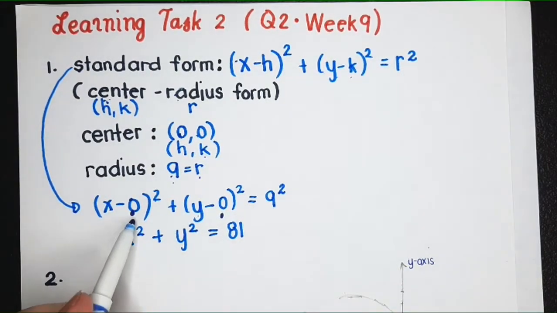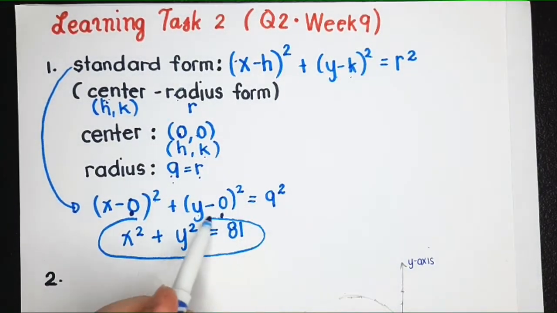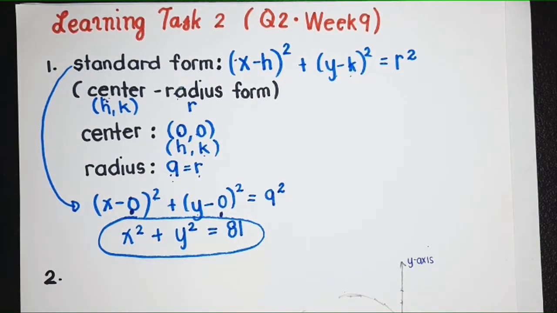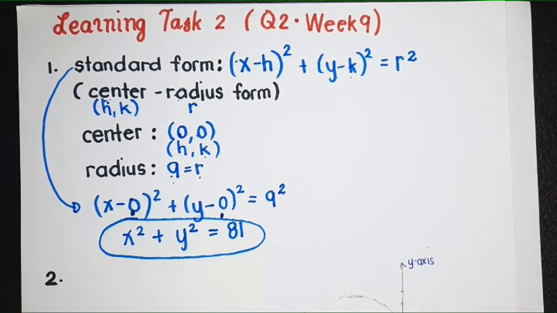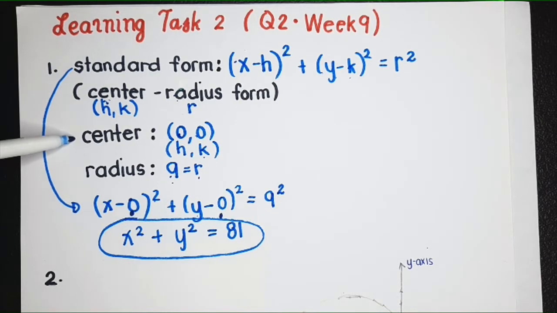This is the standard form of the equation of the circle with center at the origin and with radius equal to 9. Okay, let's have number 2.